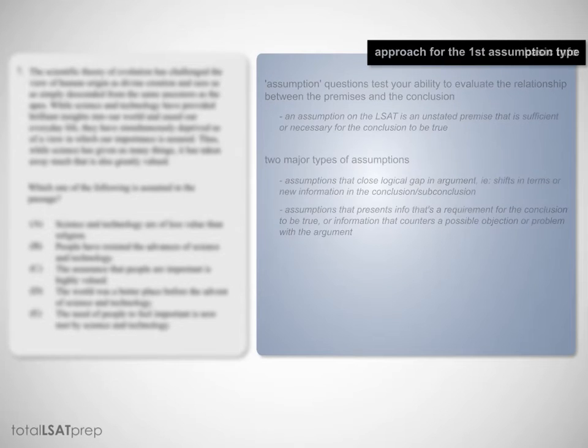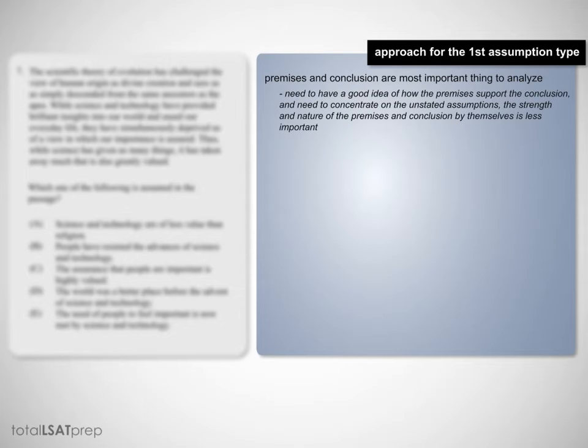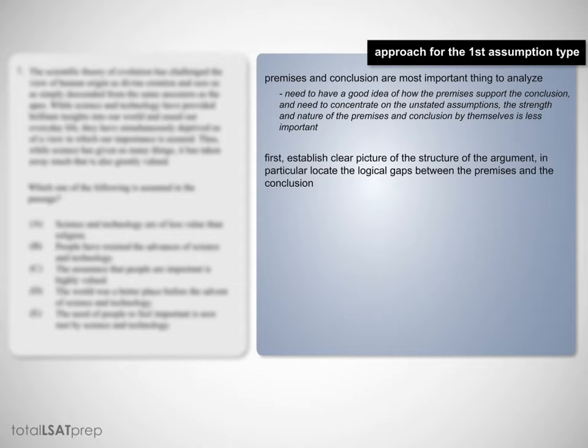Okay, so let's go over the approach to the first assumption question type. Now, the premises and the conclusion are the most important things to analyze. So you need to have a good idea of how the premises support the conclusion, and you need to concentrate on the unstated assumptions. The strength and nature of the premises and the conclusion by themselves is less important. So this is the type where we're looking to close a logical gap. First, you establish a clear picture of the structure of the argument, and in particular, you locate the logical gaps between the premises and the conclusion.